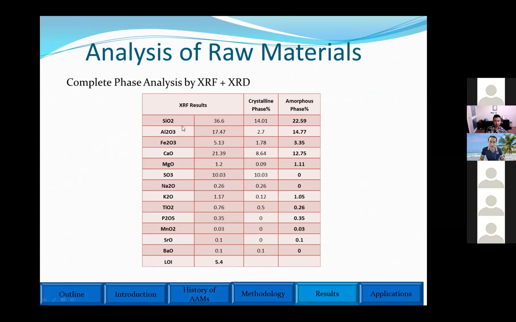So, for example, we know that this type of precursor had 36.6% of silica. And after complete phase analysis, we figured out that just 22.59% of the total powder could be dissolved and then release the silica. The amorphous column of this table shows the amounts of silica, alumina, and calcium that could be easily dissolved by a normal concentration and normal amount of chemicals. And it was very important for our study.